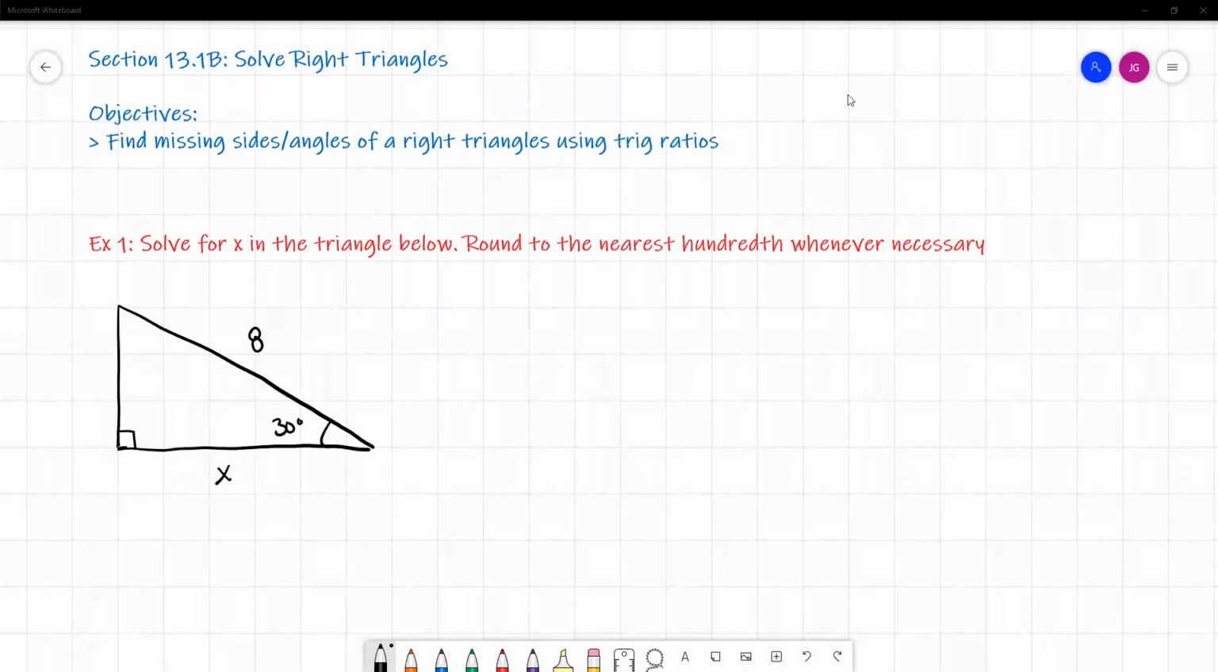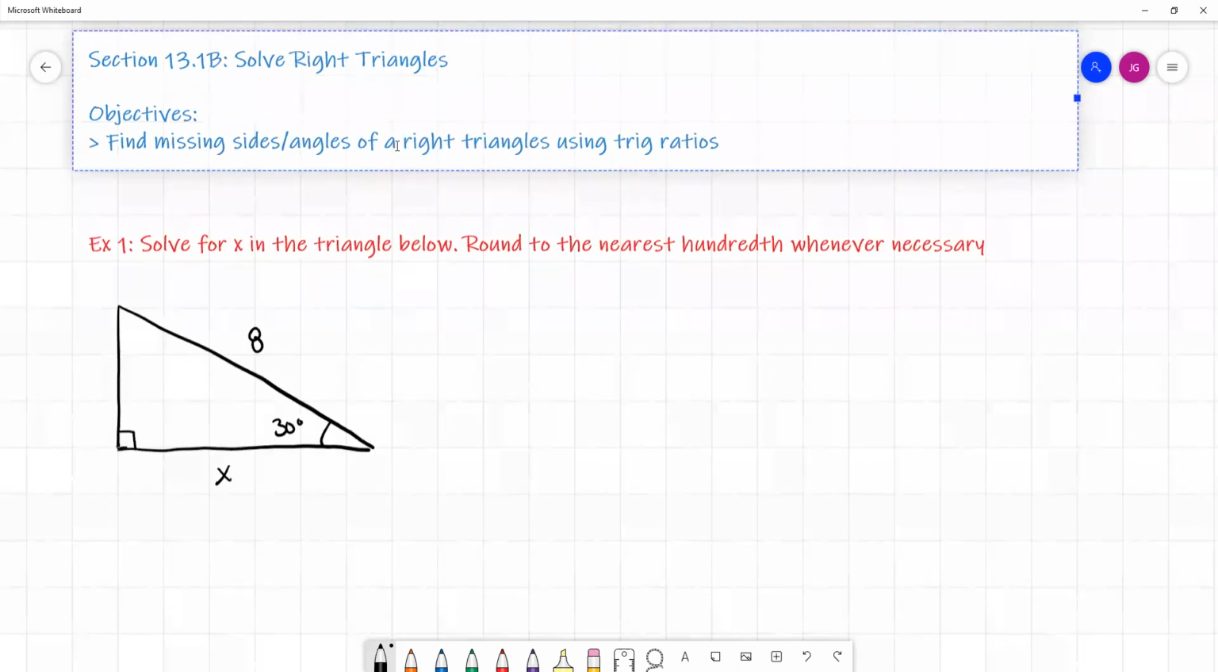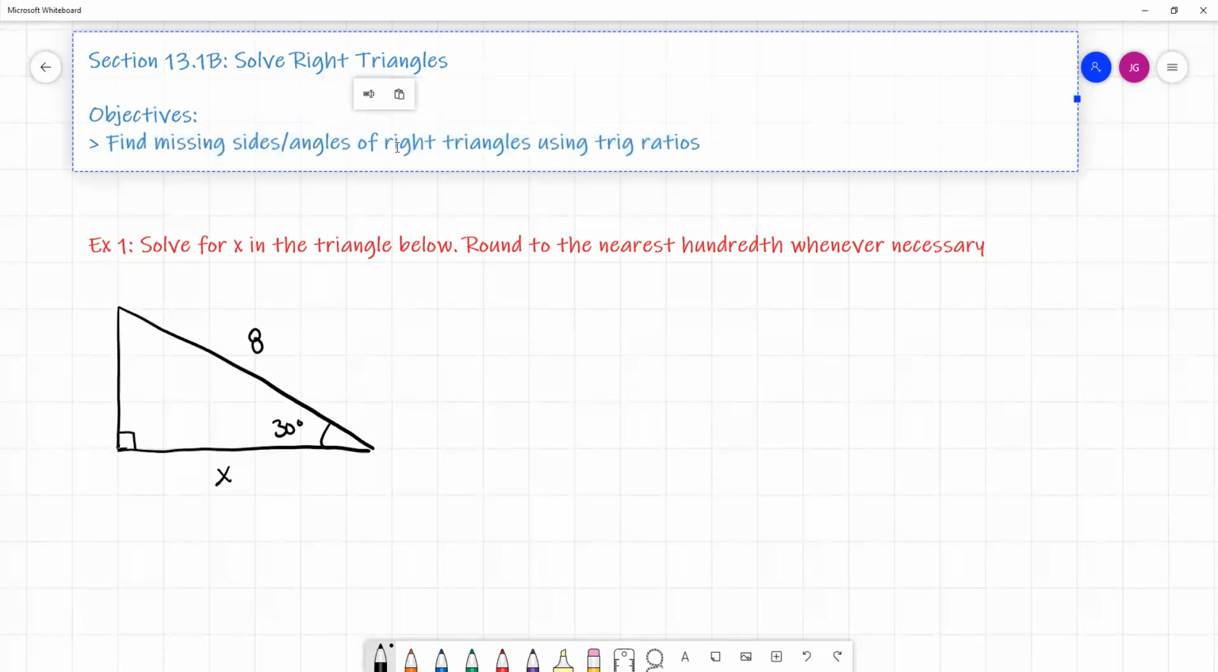Here is 13.1b, the second half of our 13.1, and we're going to solve some right triangles. So this is picking up a little bit on what we did yesterday, or in the previous video, with our trig ratios. We're going to find missing sides and angles of right triangles using trig ratios.